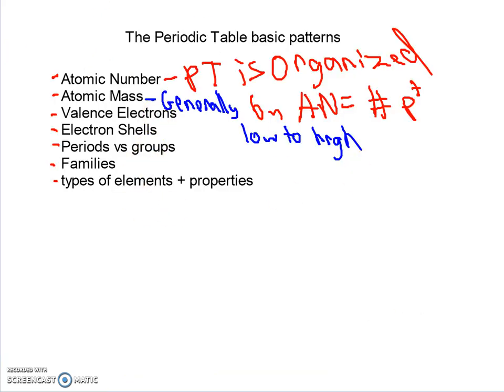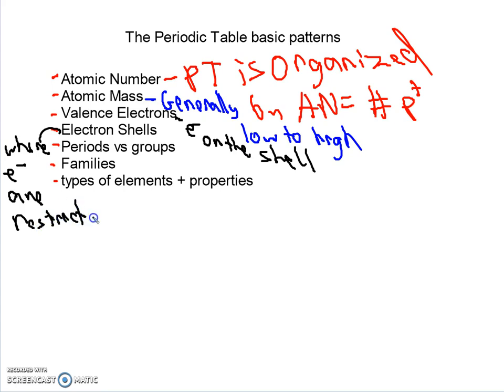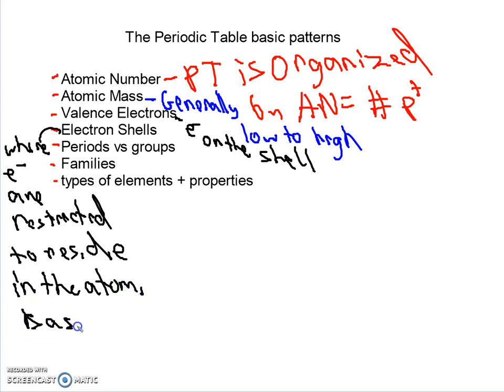All right, valence electrons. Now, just a quick reminder about definitions. Valence electrons are the electrons on the last shell, and then electron shells, while I'm at it, are where electrons are restricted to reside or live or be in the atom. And these are based on energy, which is something that we talked about a fair amount with our last unit when we're talking about spectroscopes and things like that.